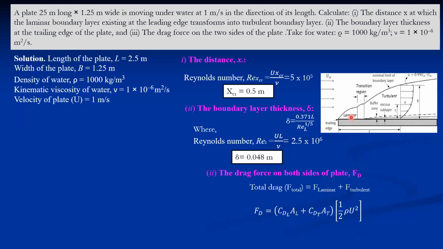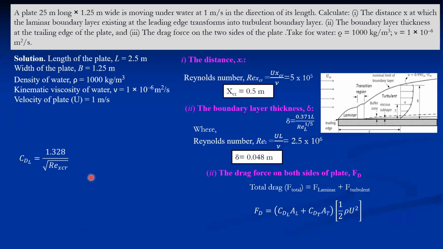areas are different. This surface area is 0.5 into 1.25. That is the surface area for laminar flow. 80% is 2 meter. The remaining distance is 2 meter, and the width remains the same, that is 2.5 meter. So we have that. C_DL and C_DT values we calculate by using the respective expressions.